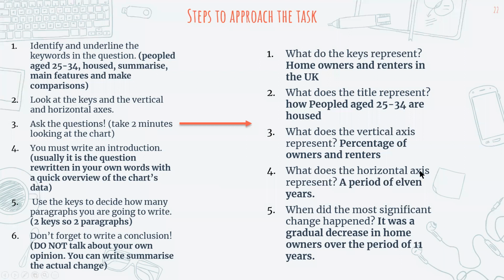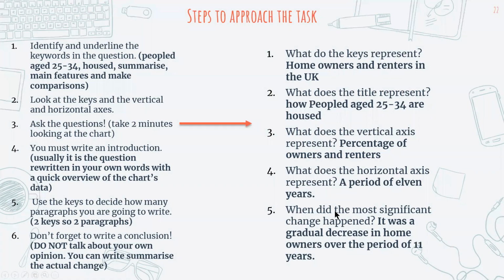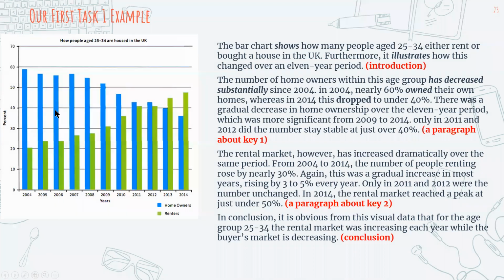What does the horizontal axis represent? A period of 11 years, from 2004 to 2014. So this is the horizontal axis. Okay, we're done with this one. When did the most significant change happen? It was a gradual decrease in homeowners over the period of 11 years. As you can see, let's go back.